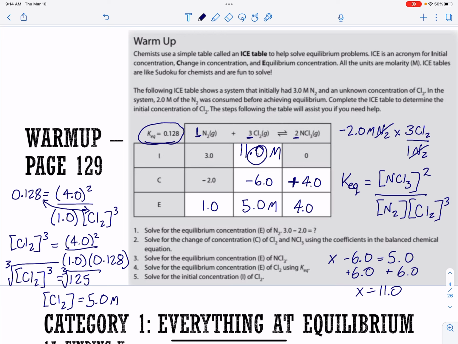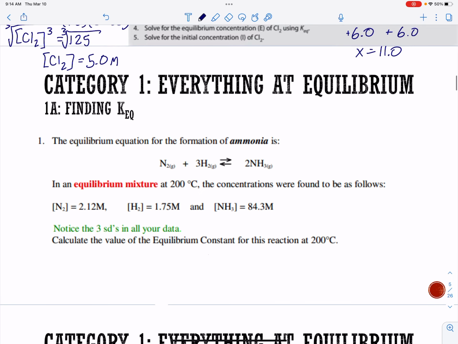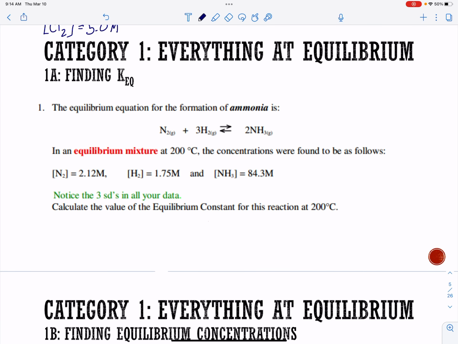So it's just kind of a problem solving, and notice that we use that change row was related to the coefficients, and we kind of fill in the equilibrium concentrations using KEQ. This is an example of what we're going to be doing today, and we're going to be looking at various parts of the table, what to do if we've got initial concentrations or final concentrations, or we know a change, or we don't know KEQ. So we're going to be looking at different scenarios of that. So I've kind of broken the problems into different categories.